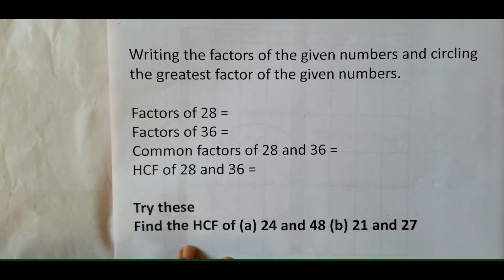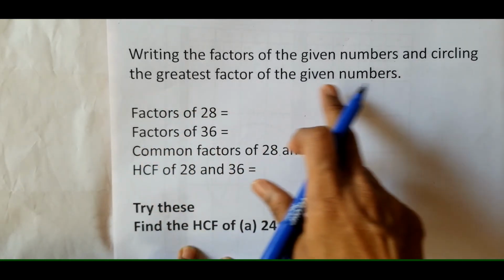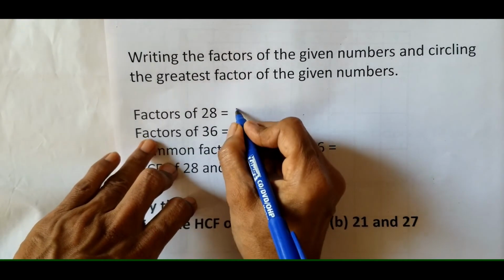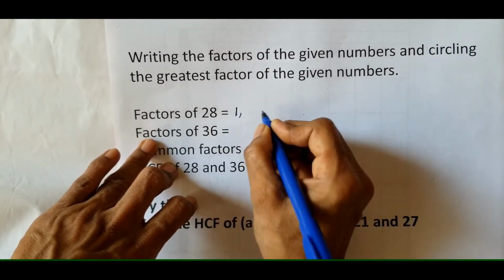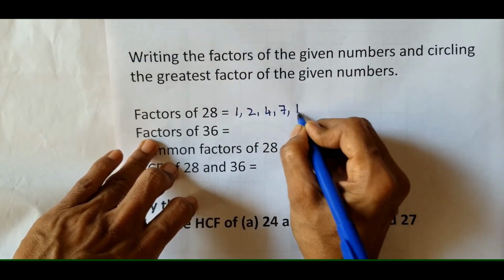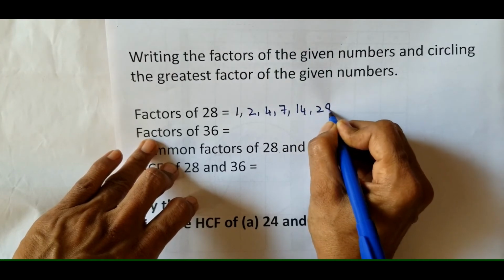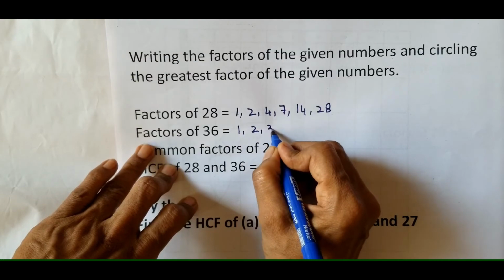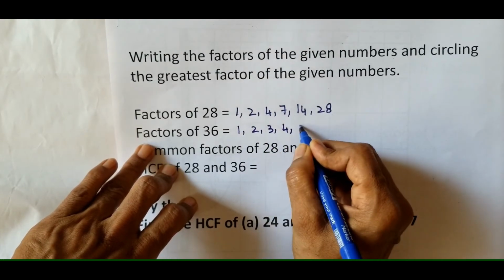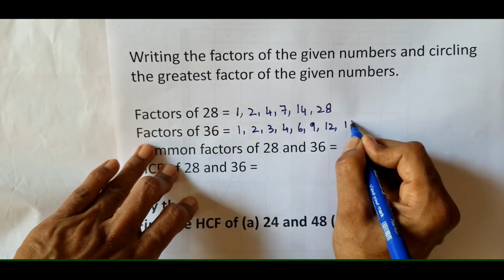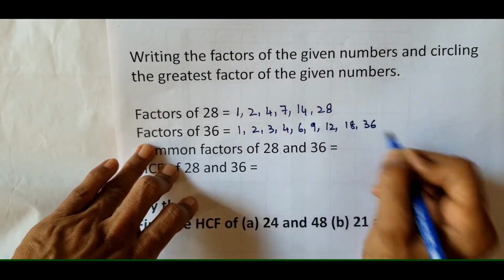Children, the other way to do this question is by writing the factors of the given numbers and circling the greatest factor of the given numbers. So now factors of 28. They are 1, 2, 4, 7, 14 and 28. Factors of 36. 1, 2, 3, 4, 6, 9, 12, 18 and 36.